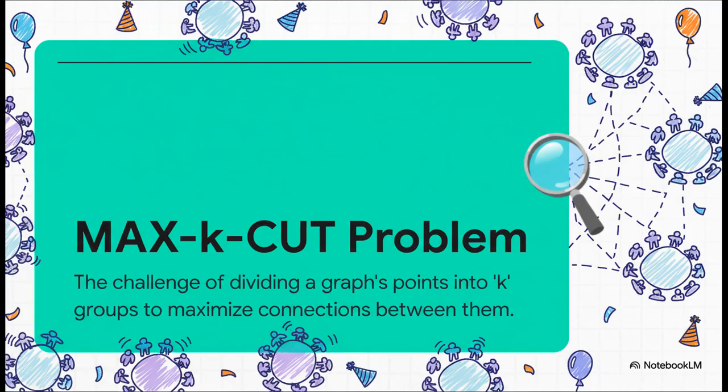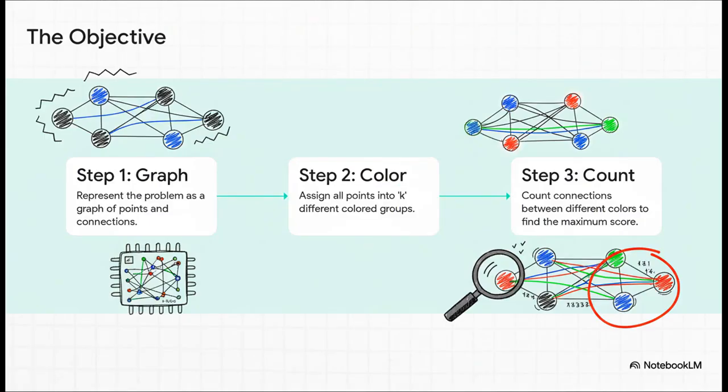Okay, now for the actual challenge. Picture this. You're planning a party, right? And you have to put everyone at, let's say, K different tables. Now, your goal isn't just to fill the seats. You want to arrange people to get the most conversations happening between the tables, not just people at the same table talking to each other. That right there is the Max K-cut problem. It's all about splitting the points into groups to get the maximum number of connections that cross from one group to another.